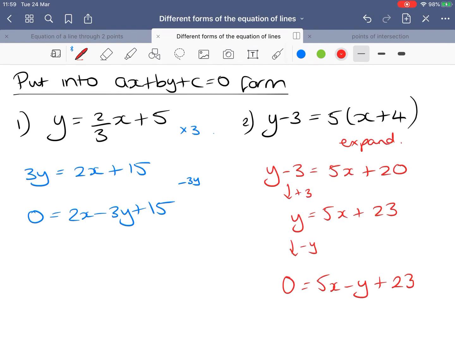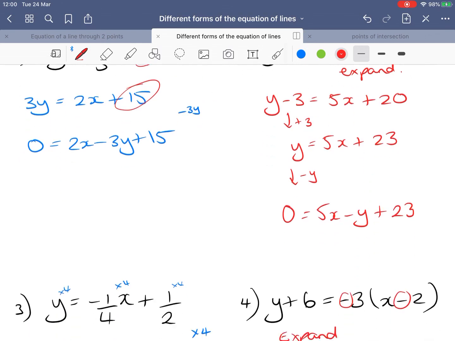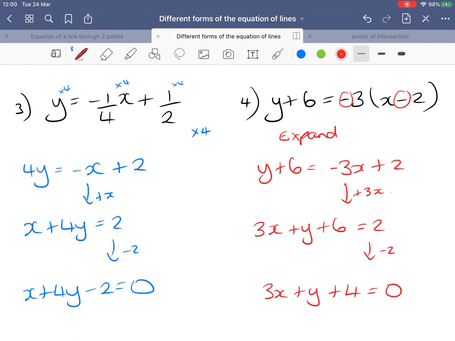Okay, number 1, multiply by 3 first. Remember to multiply every term. The mistake people will make will be in forgetting to multiply that, so be careful and rearrange the equation. Number 2, expand out the bracket, rearrange the equation. Number 3, try and get rid of that denominator, multiply by 4 everywhere.